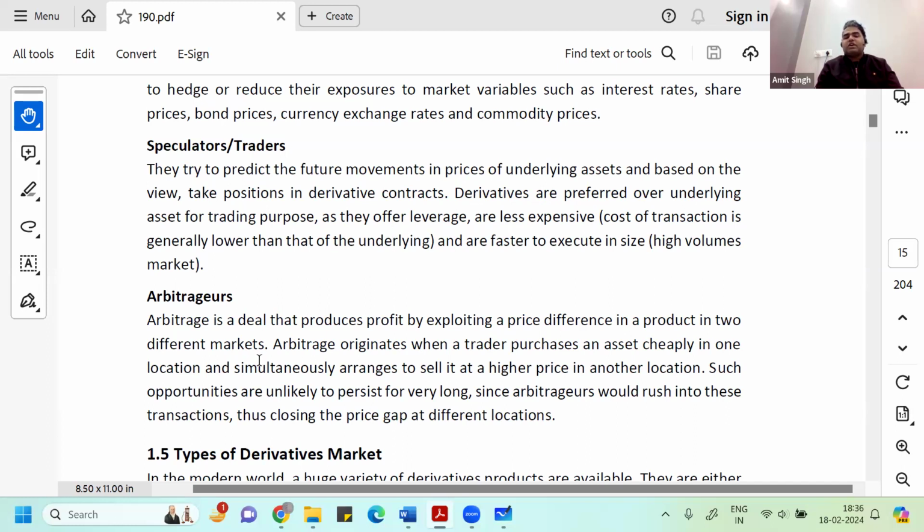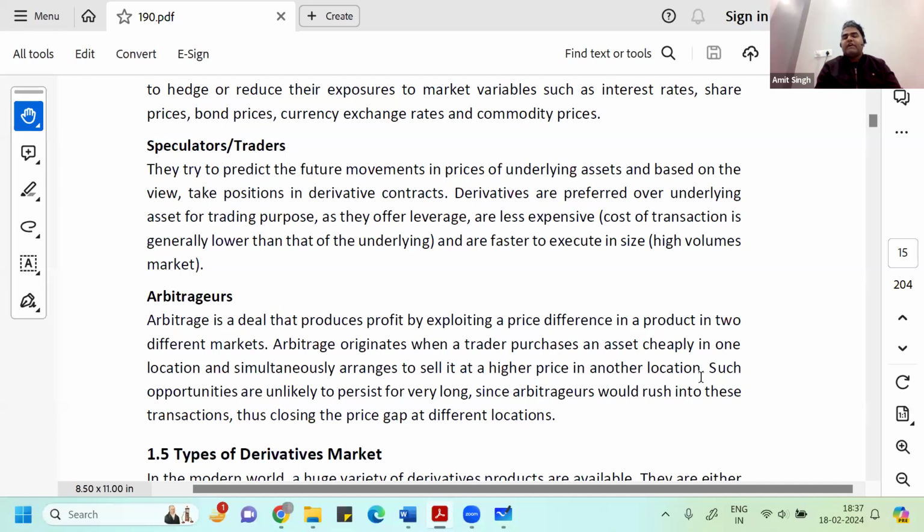Now, the third thing: we have spoken about hedgers, we have spoken about speculation. Now, talking about arbitrageurs, they are those individuals who participate in the derivative market, or who take a counter position. They always take a covered position. They take a position in the spot market and also in the derivative market. Arbitrage is basically a deal that produces profit by exploiting a price difference in a product in two different markets. Arbitrage originates when a trader purchases an asset cheaply in one location and simultaneously arranges to sell it at a higher price in another location.